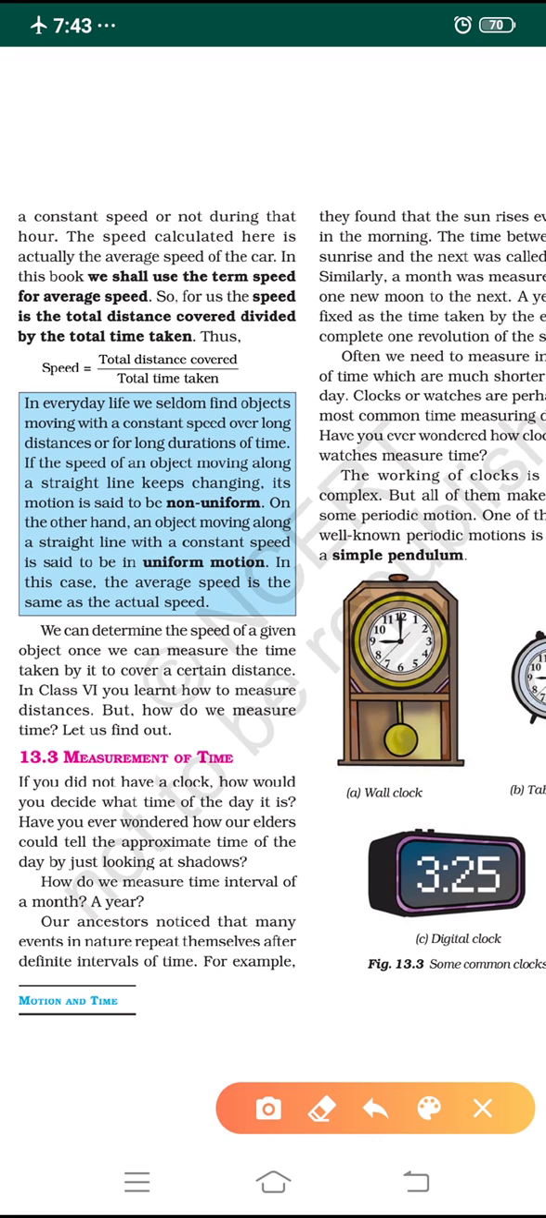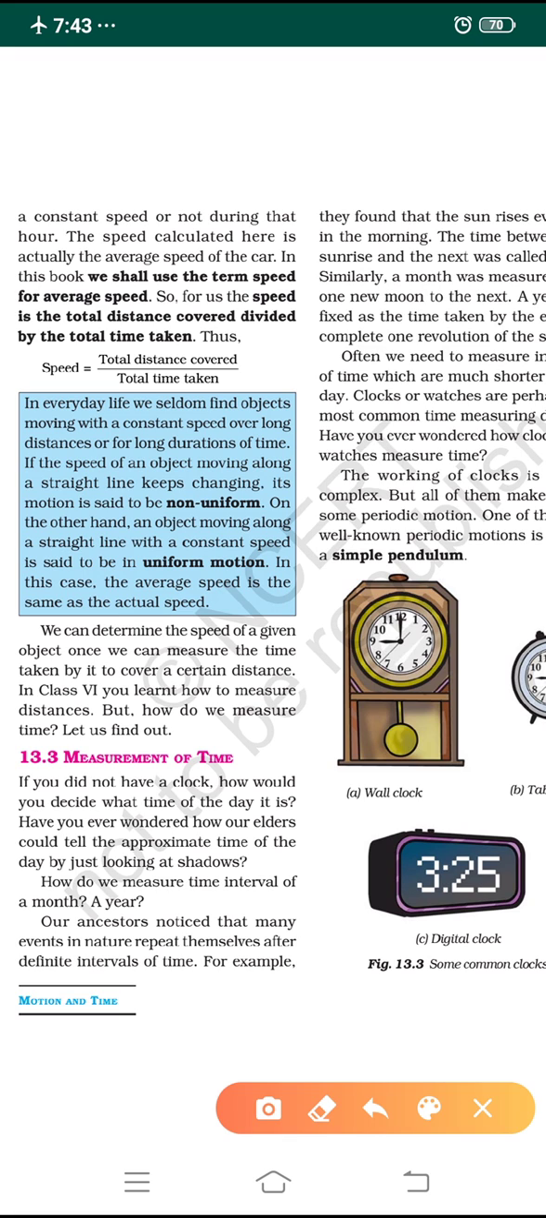On the other hand, if an object is moving along a straight line with a constant speed, with no change in the speed of the object, then it is called uniform motion. In this case, the average speed is the same as the actual speed.